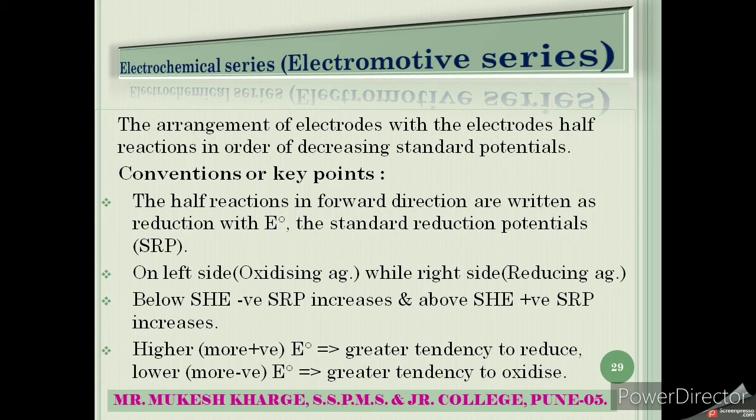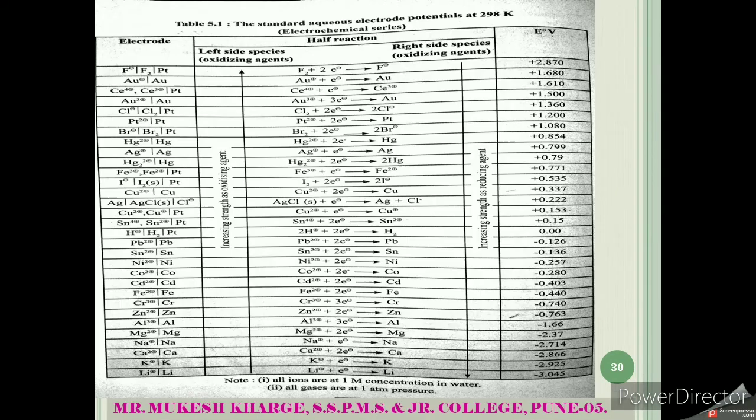Now let us see the EMF series. Here at the center is H+ in the presence of hydrogen at the platinum plate. What is the reaction? 2H+ + 2 electrons gives H2 gas, and the value is 0.00 volt. All these half reactions are reduction reactions, because in these reactions electrons are gained.